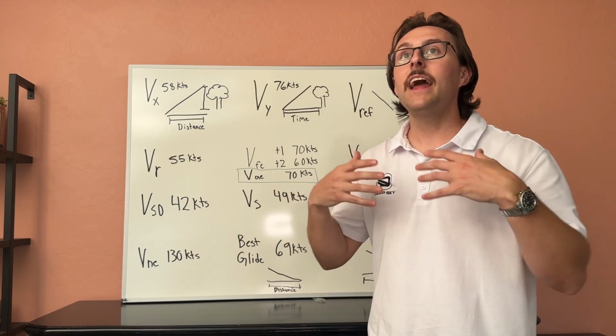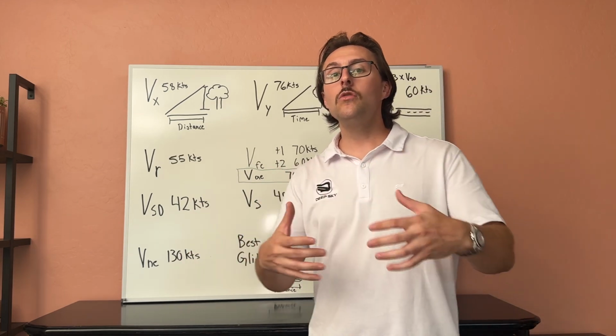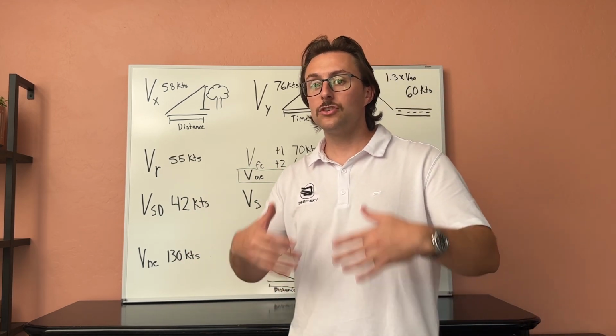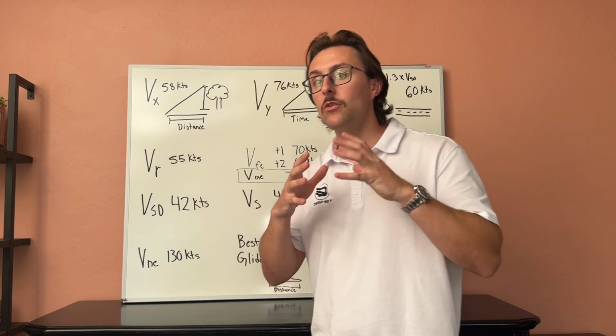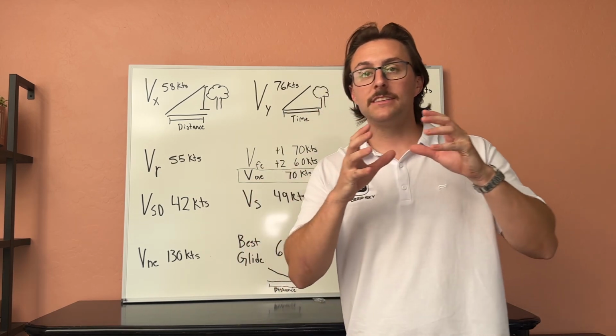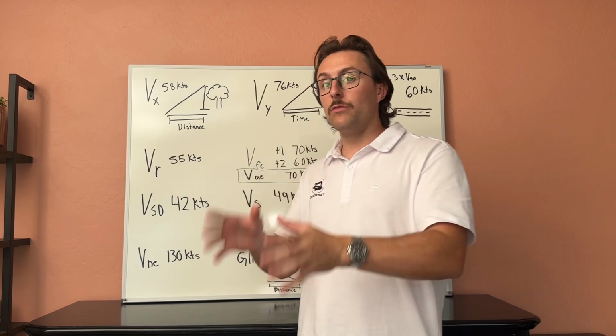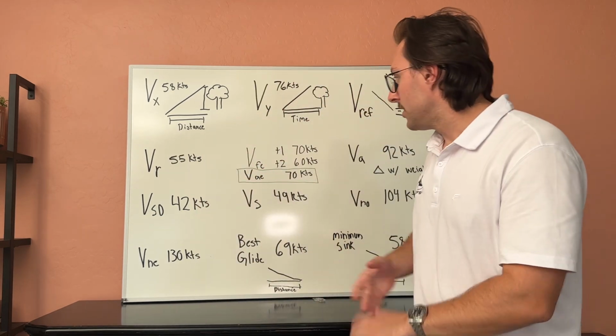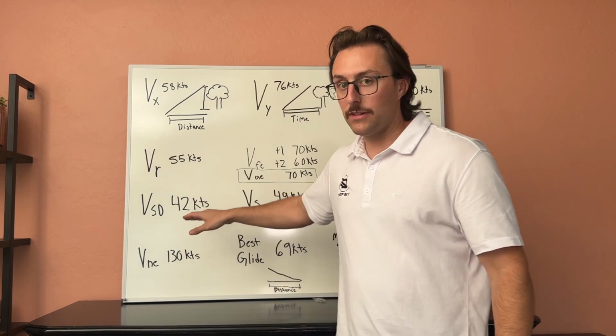Stall means the point at which the aircraft no longer produces enough lift to support the weight. It doesn't mean it no longer has any lift. It just means that the lift can no longer overcome the weight and you'll start to fall. So that is going to be 42 with flaps fully extended.